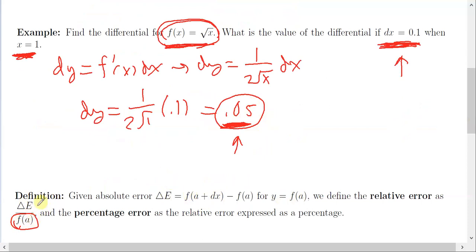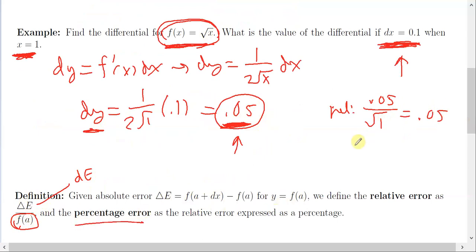Well, we don't have the actual error, so typically what we use here is dE, the approximation that we came up with, and divide it. So in this problem, it's not very exciting because my relative error turns out to be 0.05. The actual value would be the square root of 1, which is what I was supposed to get. And so my relative error turns out to be 0.05.